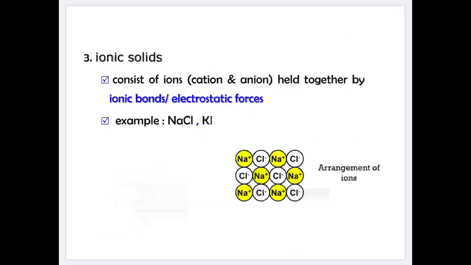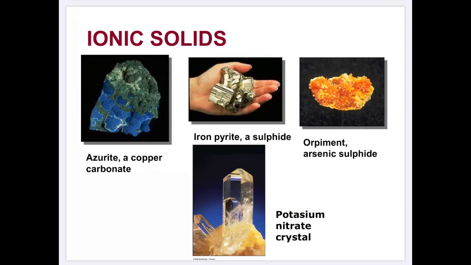The third one is ionic solids. They consist of ions, which are cation and anion, held together by ionic bonds or electrostatic force. Examples include NaCl and KI. The following diagram shows some examples of ionic solids: azurite, iron pyrite or pigment, and potassium nitrate crystal.